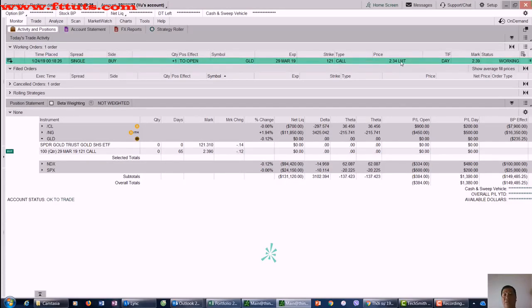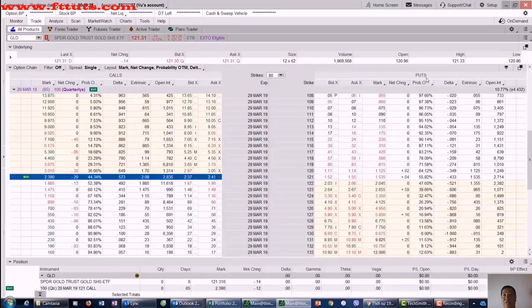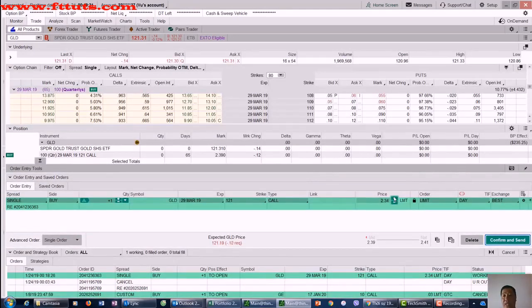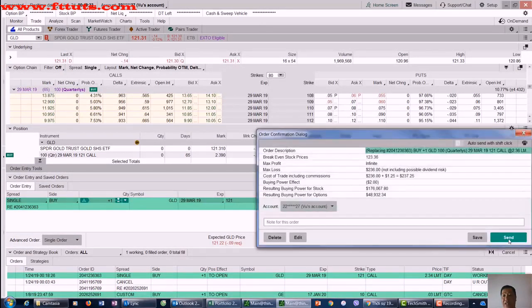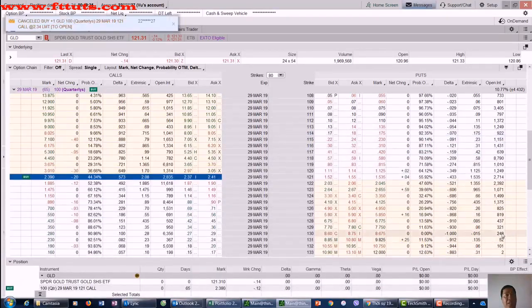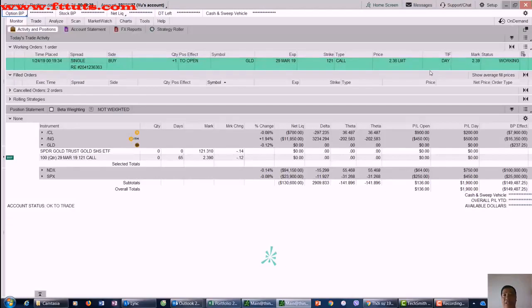So it looks like I have to raise my price. Let's say I raise it to $2.36, see if I can get it filled, right? So the order has been changed. Look at here. So there's still a 3-cent gap. Okay, so I wait for a little longer.